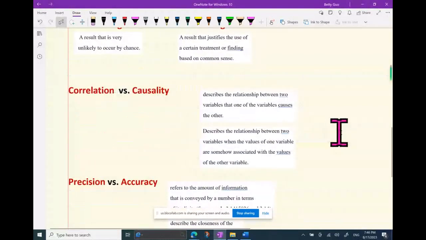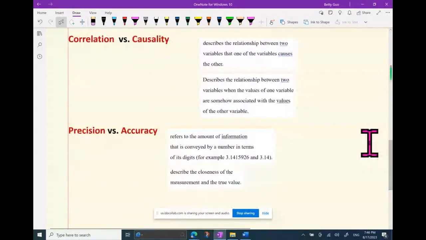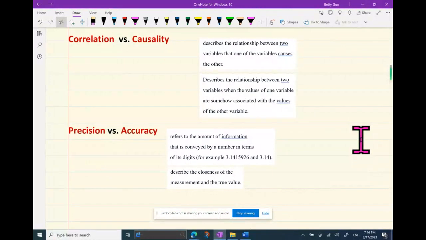Next, we have correlation and causality. So when you read results from statistical research, sometimes they study the relationship of two variables, right? Yeah. So in the next chapter, we are going to learn a type of graph. It's called a scatter plot. A scatter plot will give us the relationship of two variables.